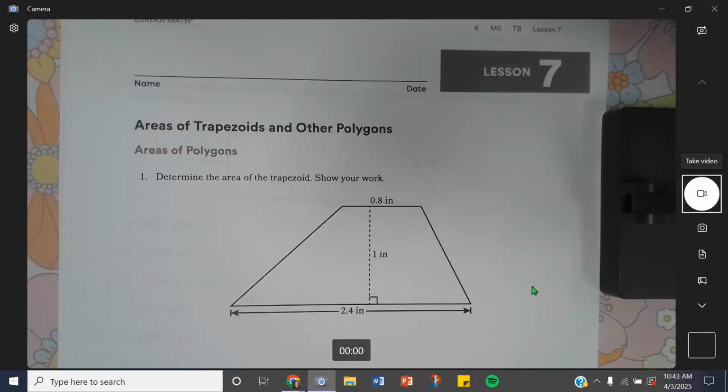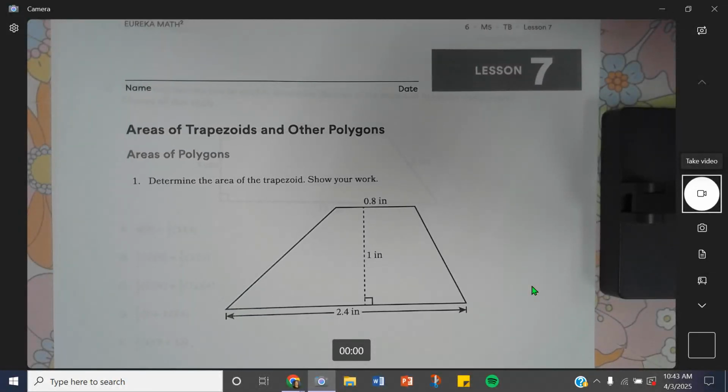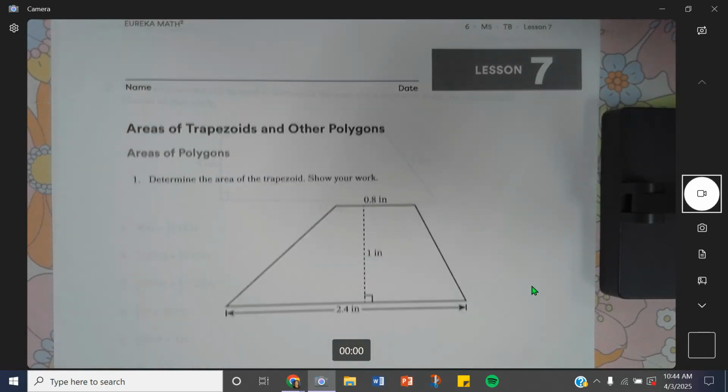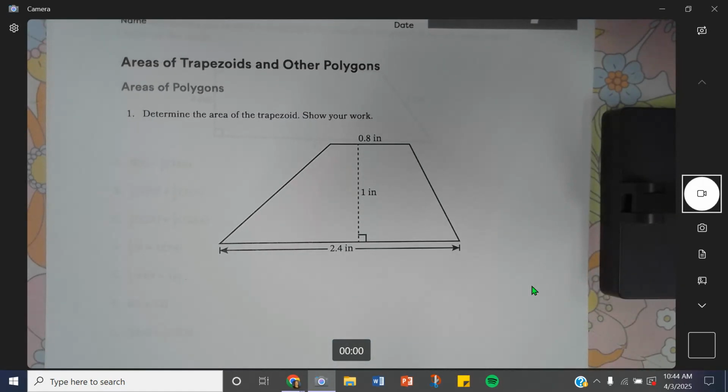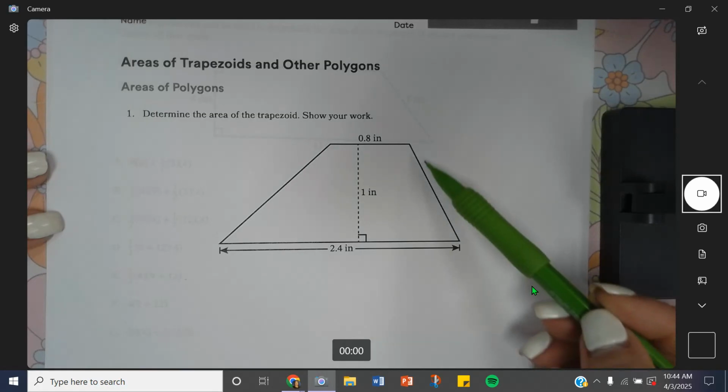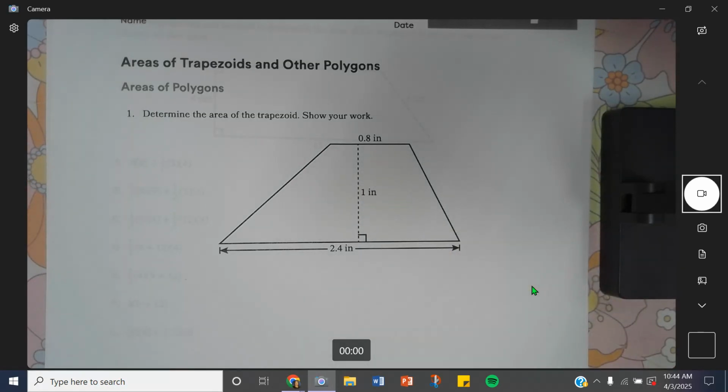Today we're going to be going over lesson 7, and this is the area of trapezoids and other polygons. So we're going to figure out how to find the area of the trapezoid. Now the trapezoid is a shape that looks like this. Okay, that's an example of a trapezoid.